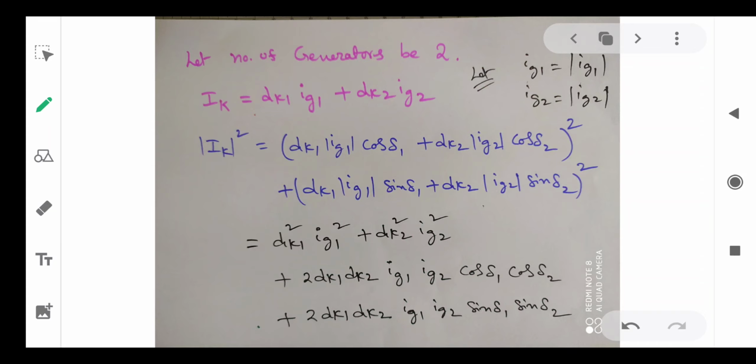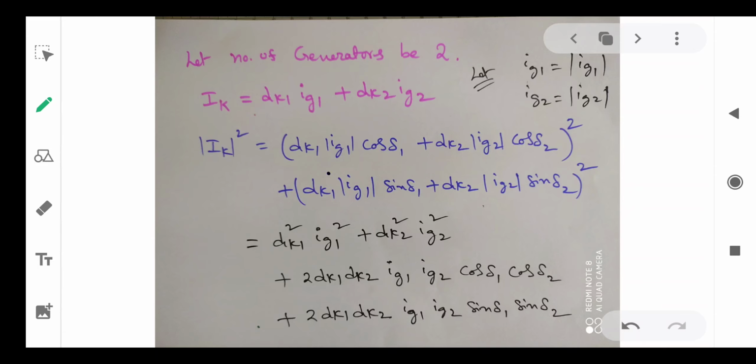Cos delta and sin delta. The X component is (dk1 Ig1 cos delta 1 plus dk2 Ig2 cos delta 2) whole square, that is (x1 plus x2) whole square. The Y component is (y1 plus y2) whole square, where y1 is dk1 Ig1 sin delta 1 and y2 is dk2 Ig2 sin delta 2. So (x1 plus x2) whole square plus (y1 plus y2) whole square.